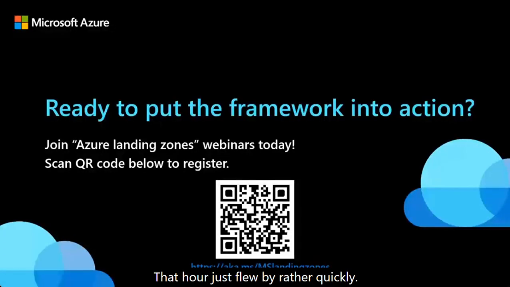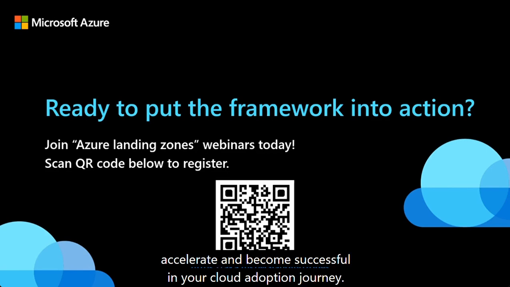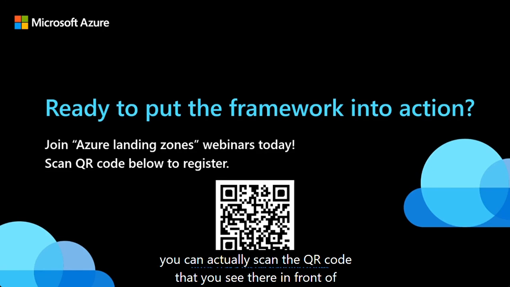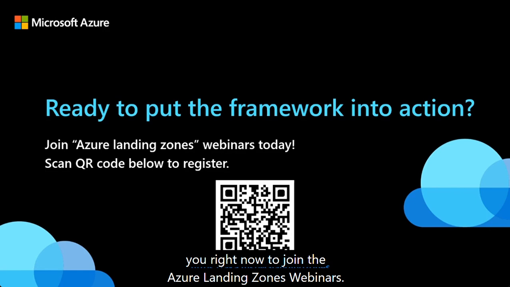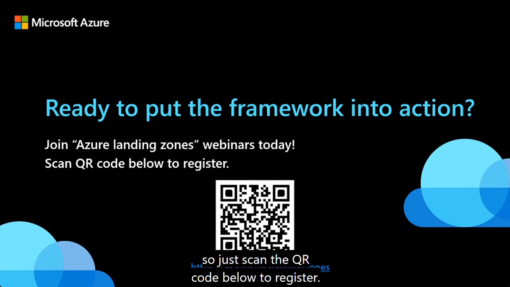Okay, well, our time just flew by rather quickly. Again, what we covered is just an overview of the Cloud Adoption Framework and the different tools and resources that you have access to ensure that you can accelerate and become successful in your cloud adoption journey. Now, if you're ready to put the framework into action and learn more details about each step in the framework, you can actually scan the QR code you see there in front of you right now to join the Azure Landing Zones webinars. There will be these webinars that we are producing. Just scan the QR code to register.